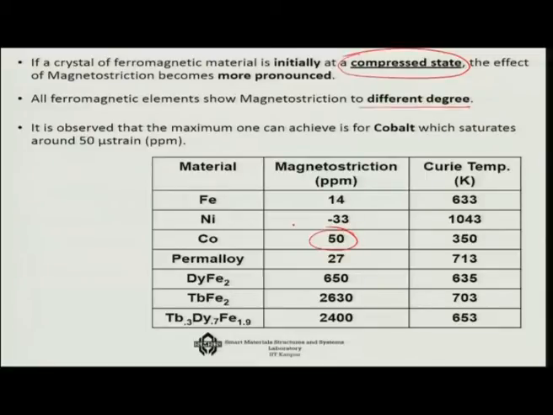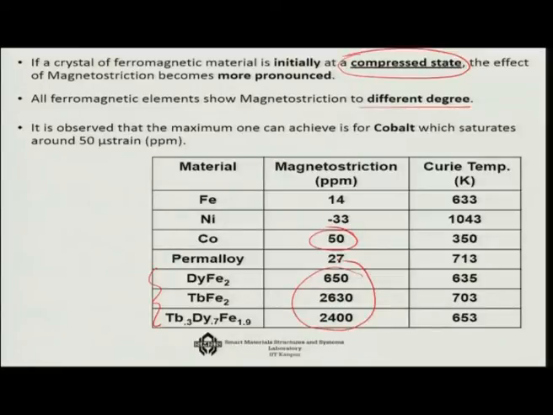However, all these values, 14, minus 33, 50 in absolute scale, are all very low. Even permalloy, which is 27, is very low. But with the discovery of the later phases of magnetostrictive materials like terbium dysprosium and iron alloy, you will see that in these cases magnetostriction is quite high.